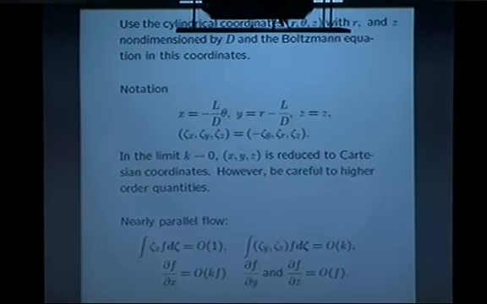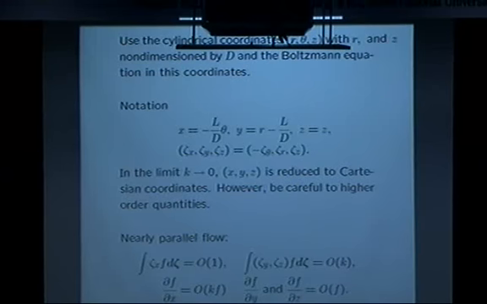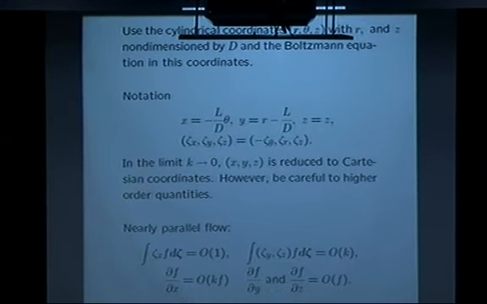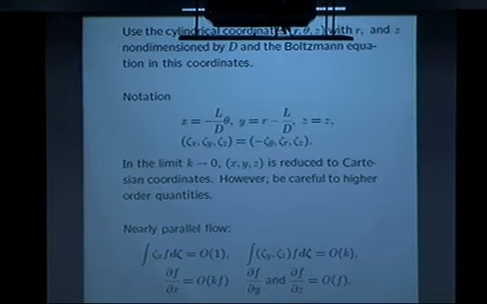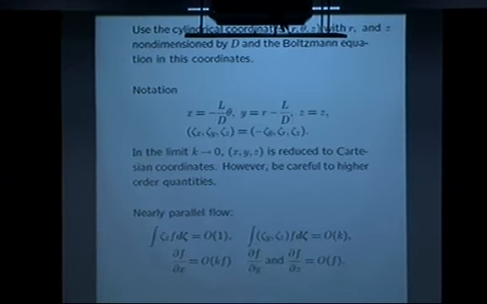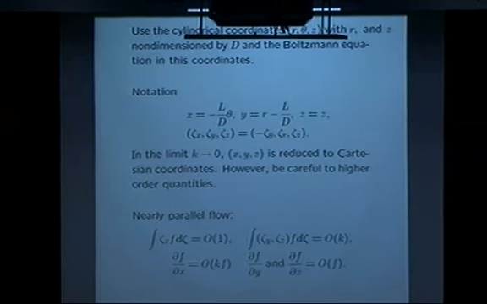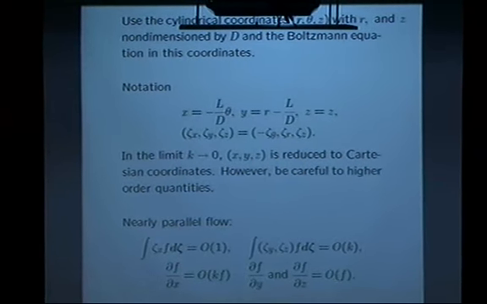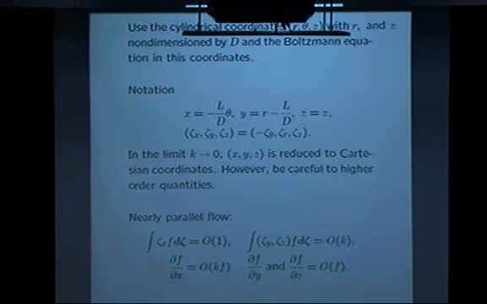And we use the cylindrical coordinates r, theta, z. R equals 0 is the center of the cylinder. They are non-dimensionalized by the spacing of the two cylinders. Then we use the notation x, y, and z, and zeta x is the molecular velocity in this direction.